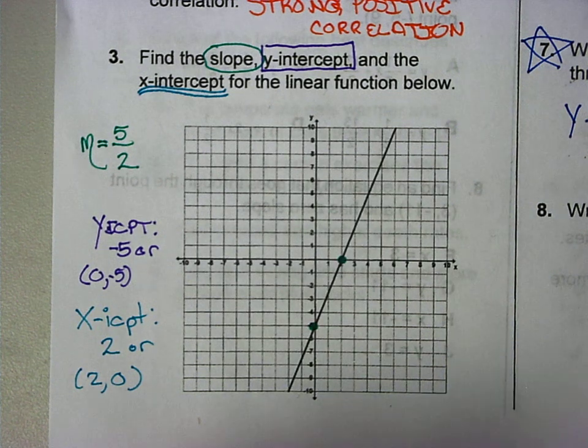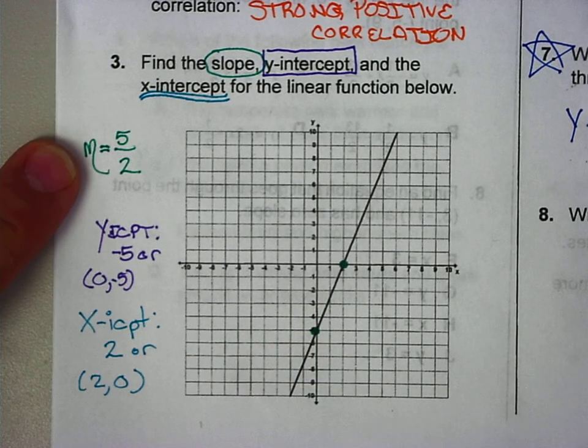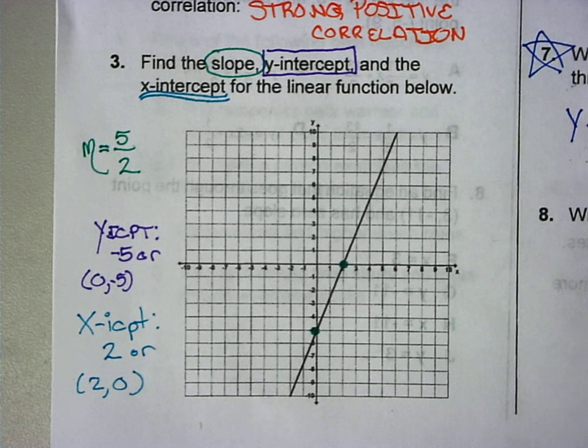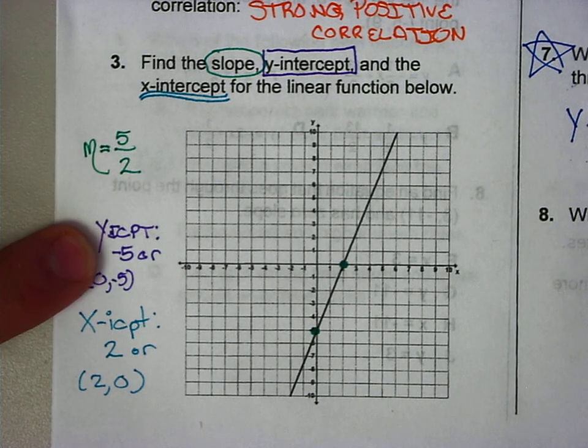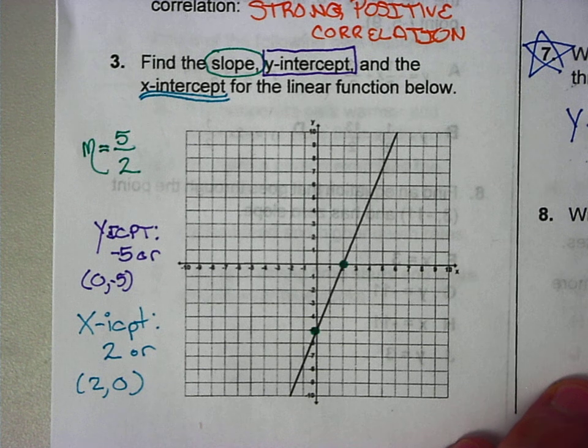So the slope, I actually use the intercepts, and you go up 5 squares, 2 to the right, so that's a positive 5 over 2. Your y-intercept can be written as a negative 5, or if they want coordinates, 0, negative 5. Your x-intercept right up here is at positive 2, or you can say 2, comma 0. So those are the first 3 answers for your short answer review.